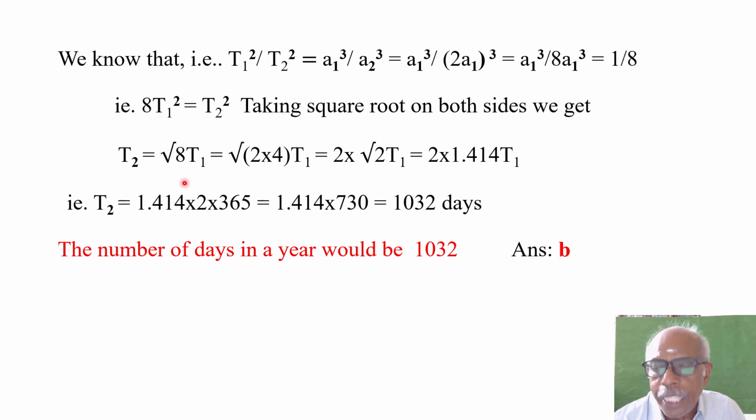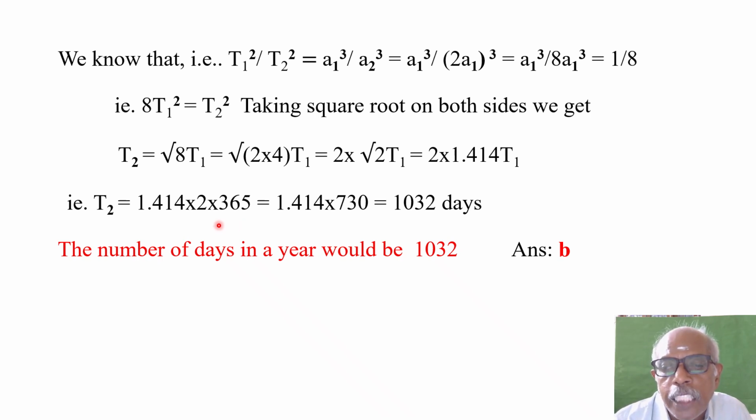Root 8 means root of 2 into 4. So 2 into 4 is under the square root and T1 is outside. When the 4 is taken outside the square root, it becomes 2, after all 2 squared is 4. So we get 2 into root 2 into T1. What is root 2? 1.414. So 2 into 1.414 into T1. What is T1? It is 365. So T2 is equal to 1.414 into 2 into 365.